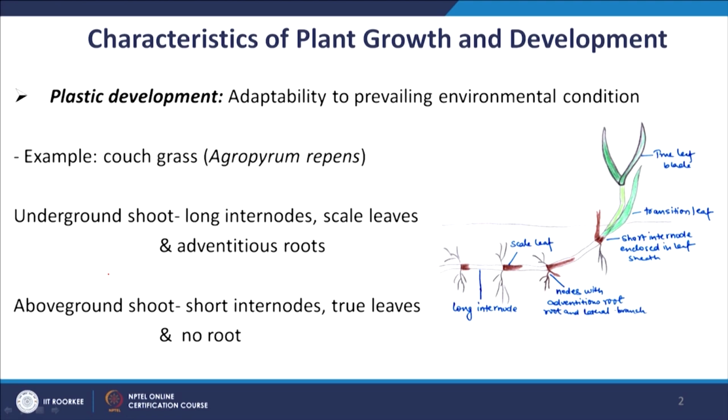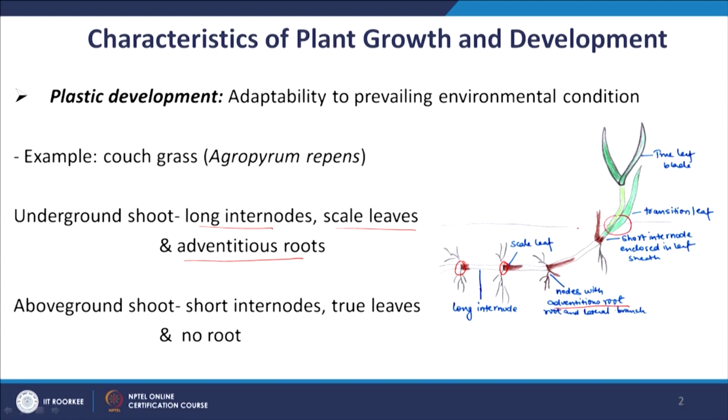But what you can see is that when the shoot is growing underground, it has a developmental program giving rise to long internodes and leaf-like structures called scale leaves. More importantly, at every node you can see a lot of adventitious root development. This is an important thing. So there is a developmental program going on here.